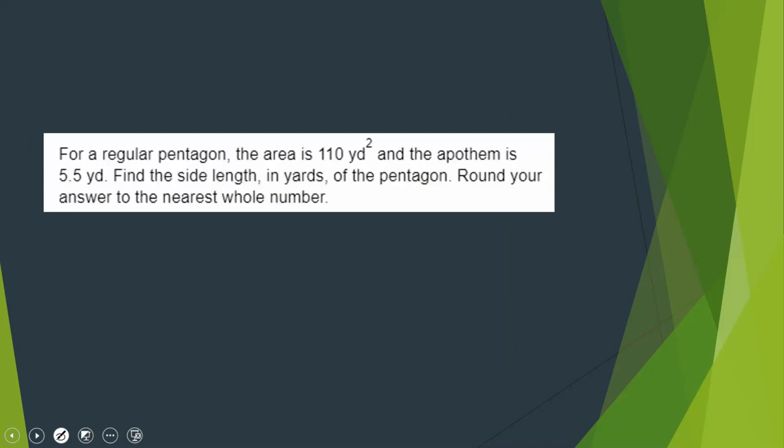Okay, let's start with this one. It reads, for a regular pentagon. Remember, pentagon is a 5-sided object, so n equals 5. The area is 110 yards. The apothem is 5.5 yards. Find the side length in yards of the pentagon. Round your answer to the nearest whole number.